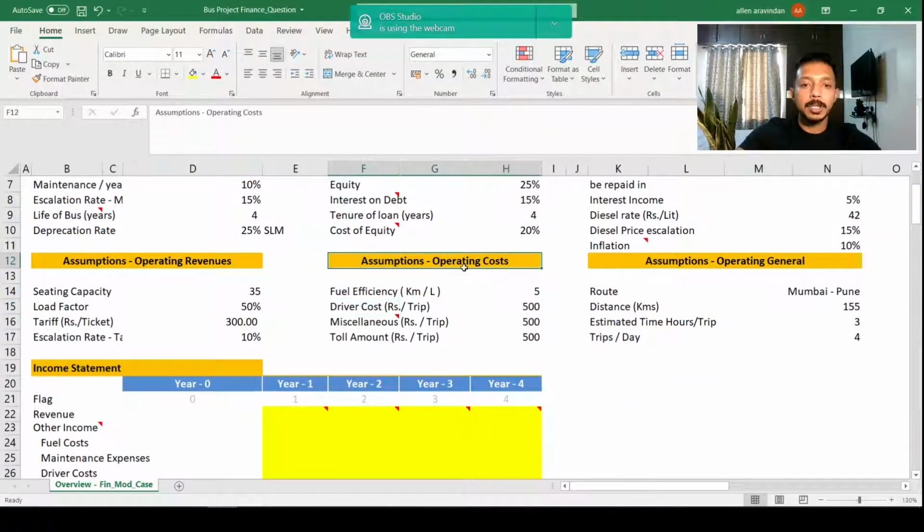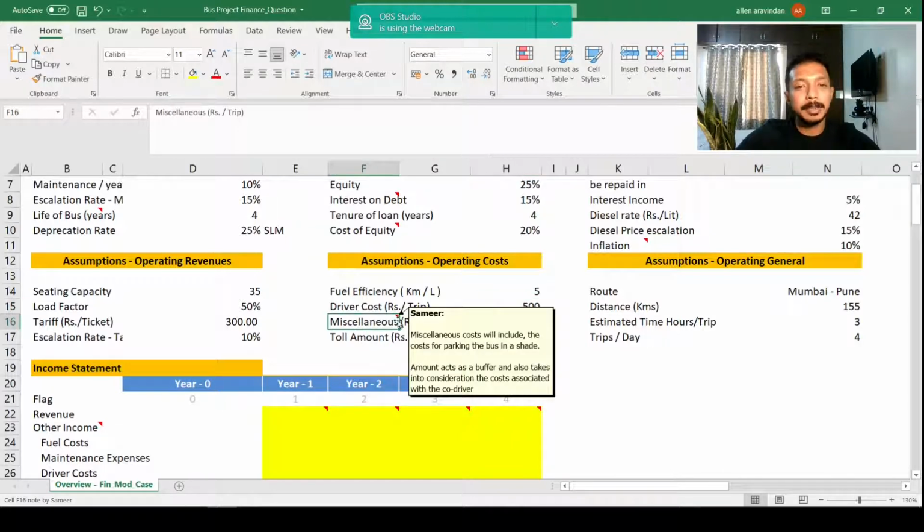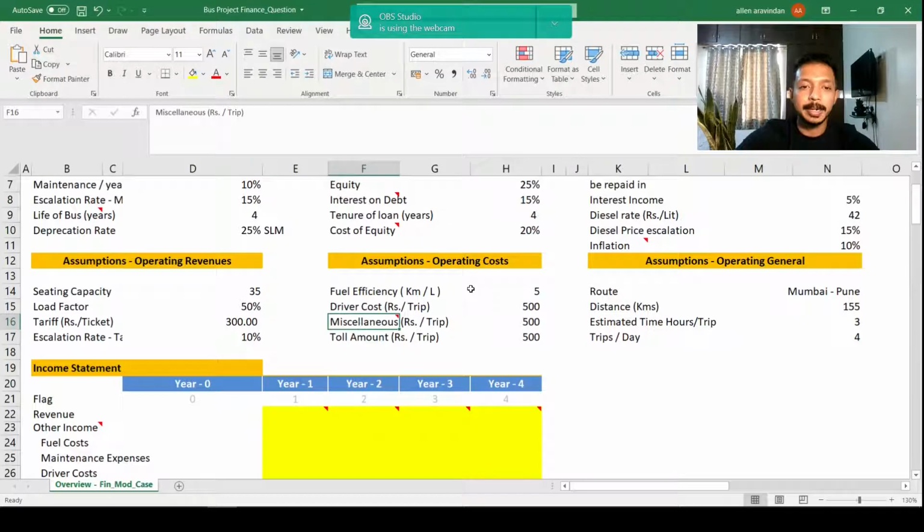Now, operating cost, this is related to running the business. The fuel efficiency, I've taken as 5 kilometers per liter. The driver cost, that means per trip how much I pay the driver, is about 500. Miscellaneous expenditures, which could include many things, I have taken as 500 rupees. The total amount per trip is going to be 500. So these are operating cost assumptions.